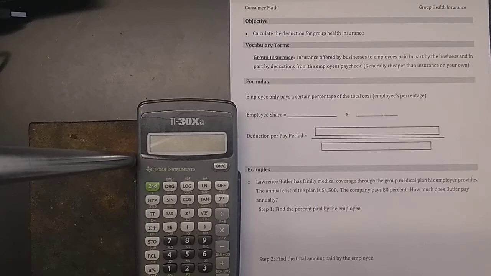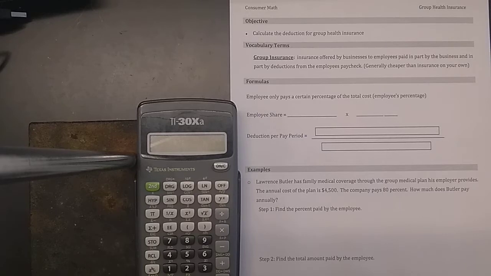The reason that this is a thing is because this is generally cheaper than getting insurance on your own through your own provider. If your place of employment offers this, then it's kind of like when you go buy in bulk at a store like BJ's or Sam's Club or something like that, where if you just buy one item, usually the unit cost is greater than if you're buying a whole bunch of the same item altogether. This is the same principle that group health insurance works on.